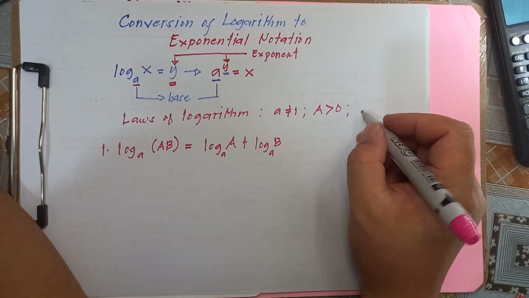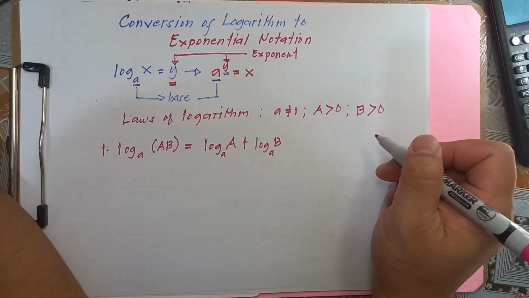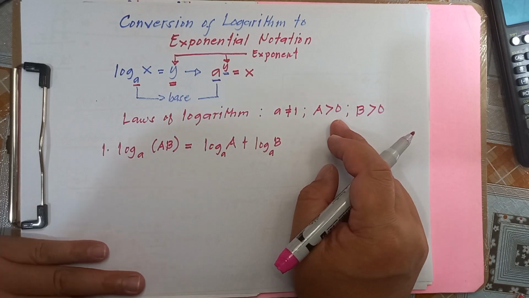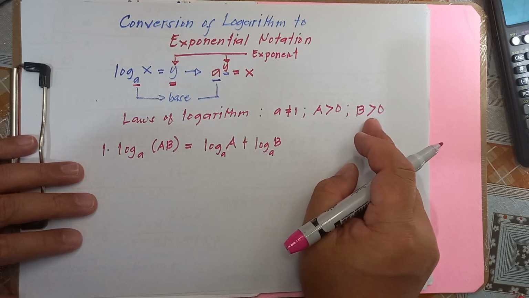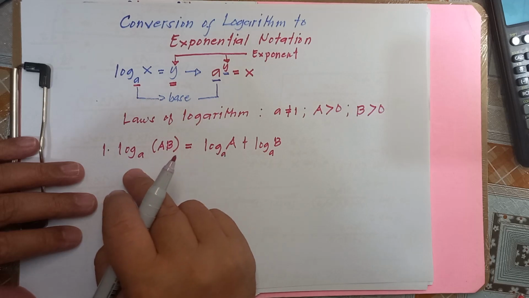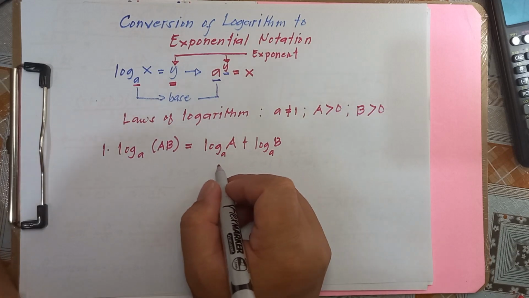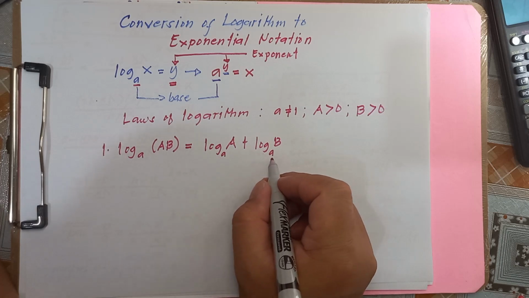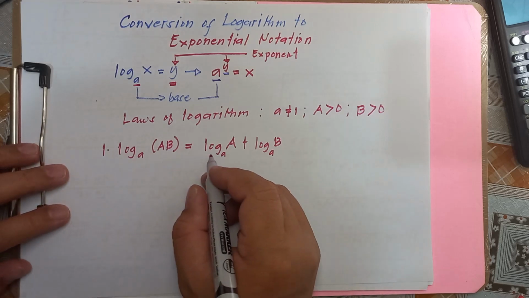And B must also be greater than 0. So when a is not equal to 1, A is greater than 0, and B is greater than 0, then the logarithm of the product AB with the base a is the same as adding the individual logarithms: log of A to the base a plus log of B to the base a. That is the product rule of the logarithm.